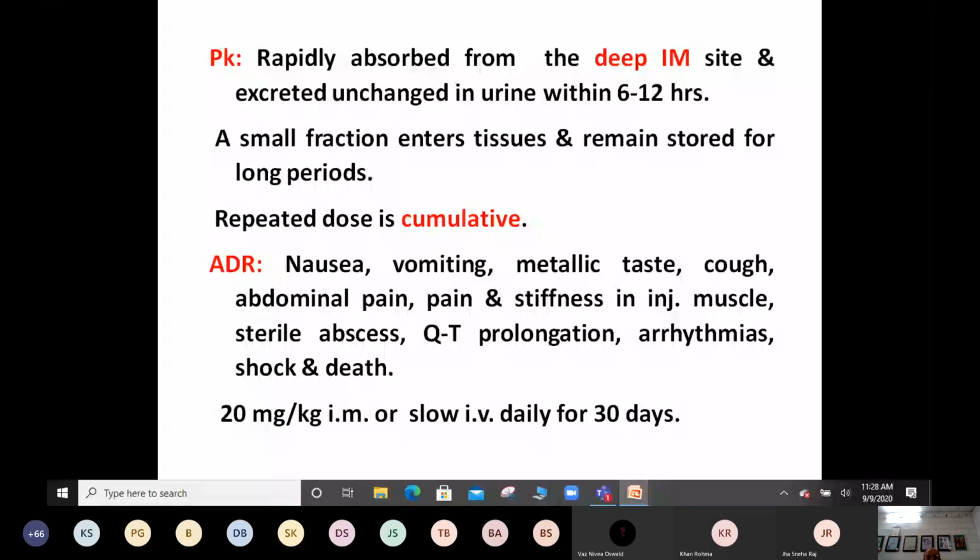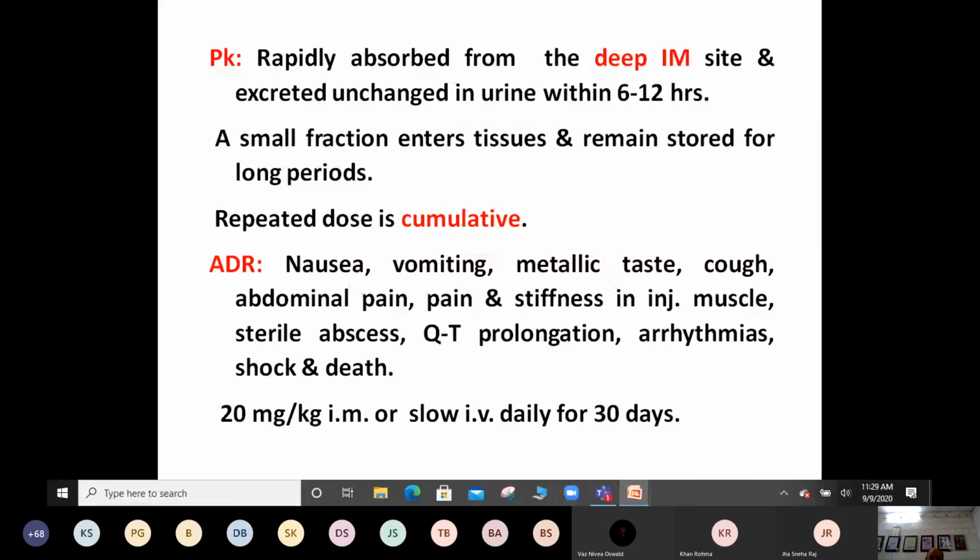So from that site it is rapidly absorbed and excreted unchanged in urine within 6 to 12 hours. A small fraction enters the tissues and remains stored for a longer period of time. That's why the repeated dose is cumulative, because you have to give them in repeated doses. Since it is stored in tissues for a longer period of time, it causes cumulative toxicity.